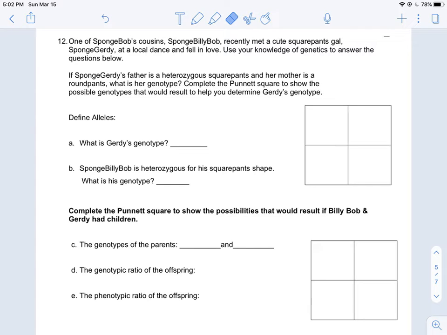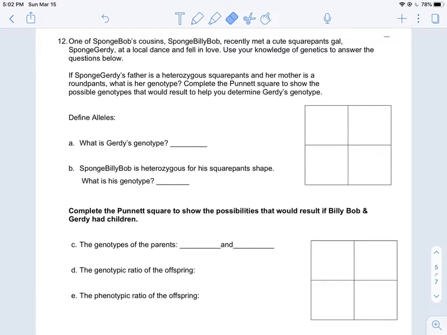All right, in monohybrid practice number 1, number 12 is kind of tricky. So let's look at number 12 together. It says that SpongeBob's cousin, Sponge Billy Bob, recently met a SquarePants gal, Sponge Gertie, at a local dance and fell in love. Use your knowledge of genetics to answer the following questions.